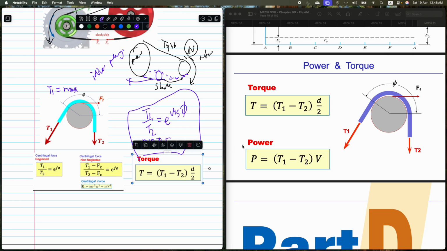Torque. And don't confuse the torque with this power. This is tension. They're both tensions. Let me just put it here.